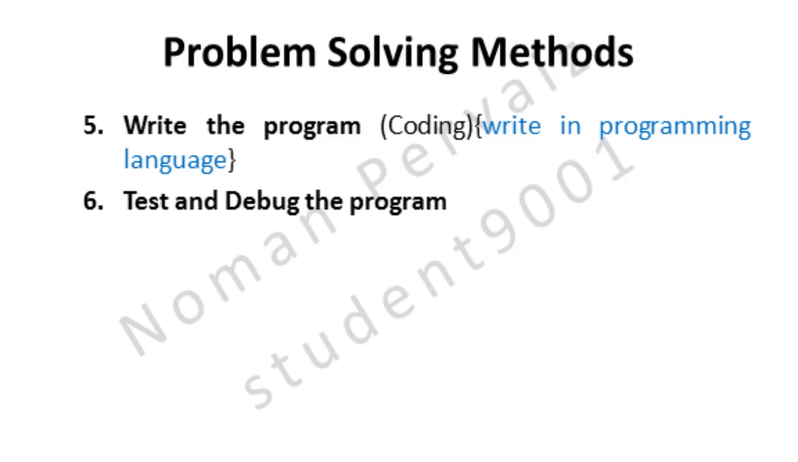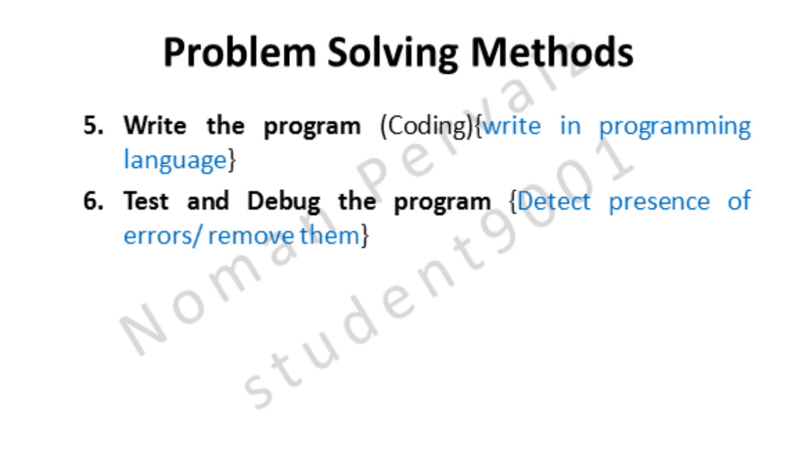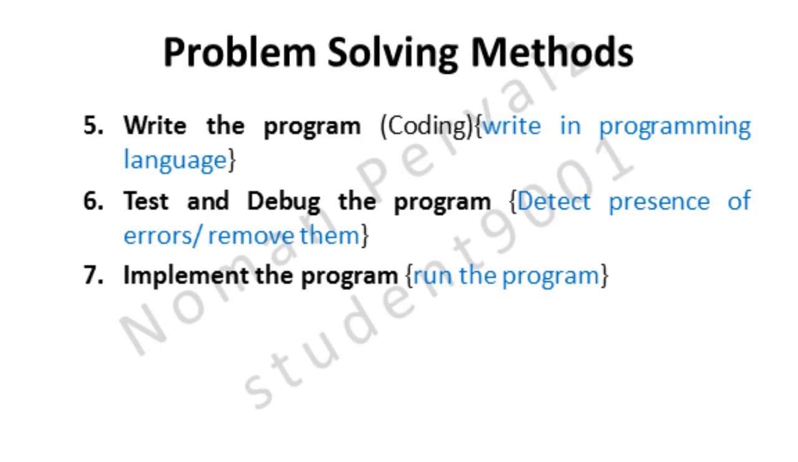The sixth step is test and debug the program. In this step the testing team will detect the presence of errors. If found, they will remove those errors. The seventh step is implement the program. The program will be installed and run.